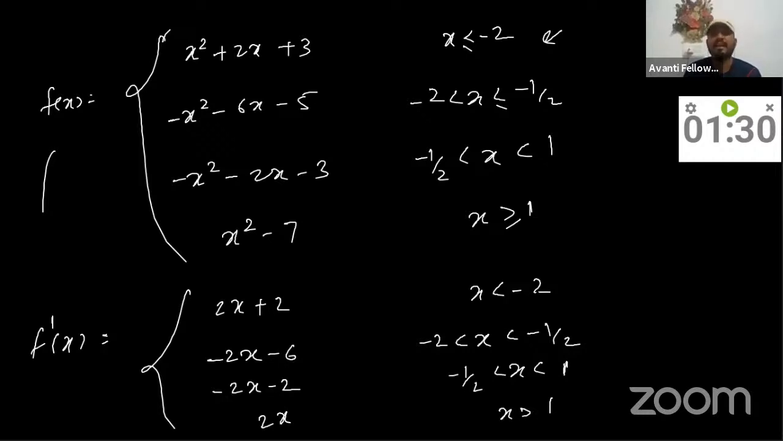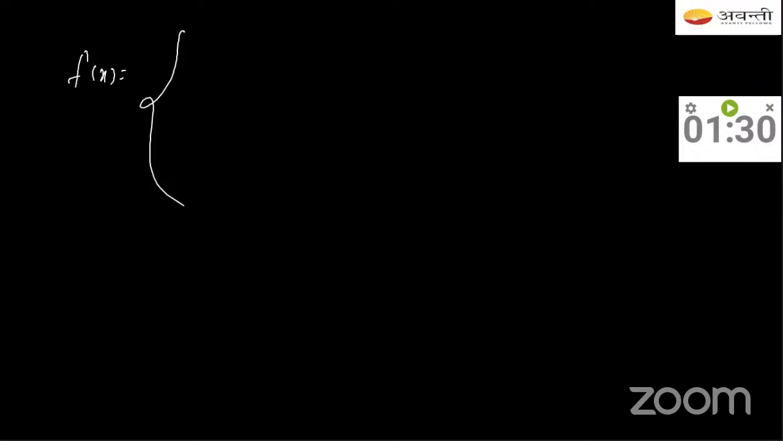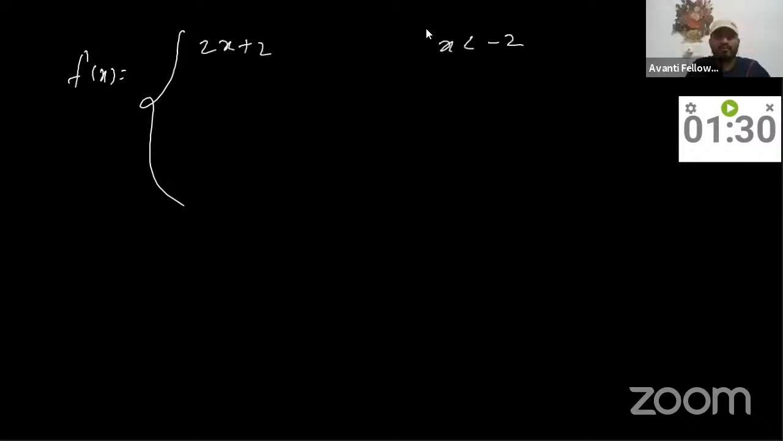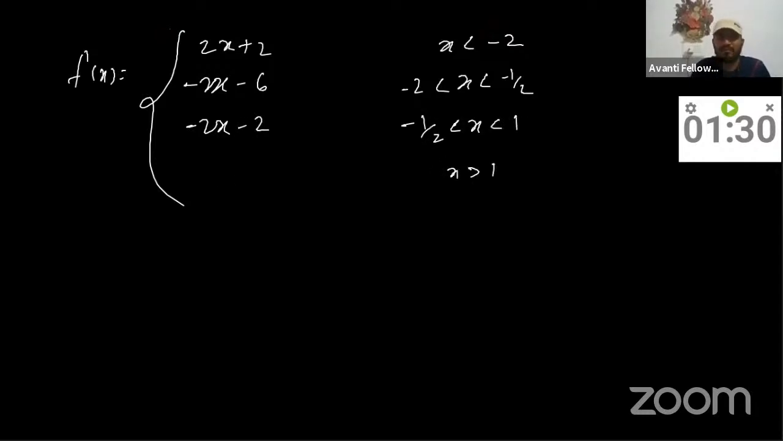we have to take the differentiability at x is equal to -2, right? So what we have, f dash x is equal to, let's write down what we have. I'm just writing the previous thing again. We have 2x plus 2 when your x is less than -2. Got it? Now what we have? Minus 2x minus 6 when your x is minus 2 to minus 1 by 2, and minus 2x minus 2 when you have minus 1 by 2 to 1. When your x is greater than 1, you have 2x.